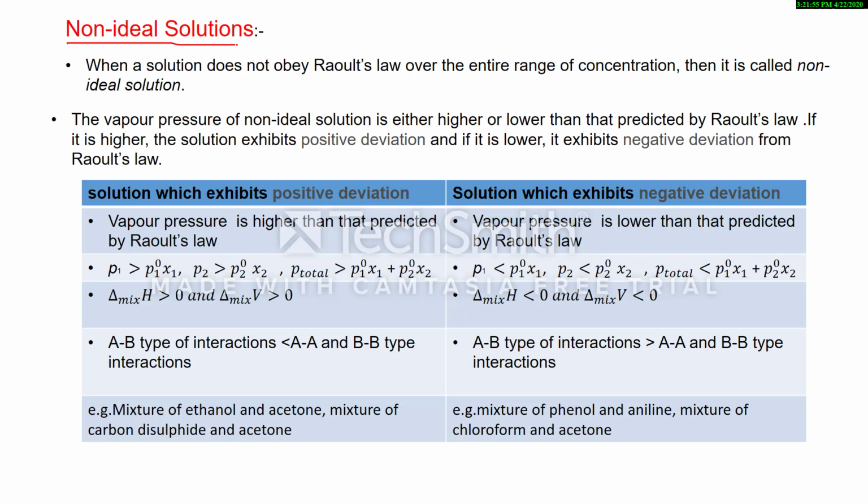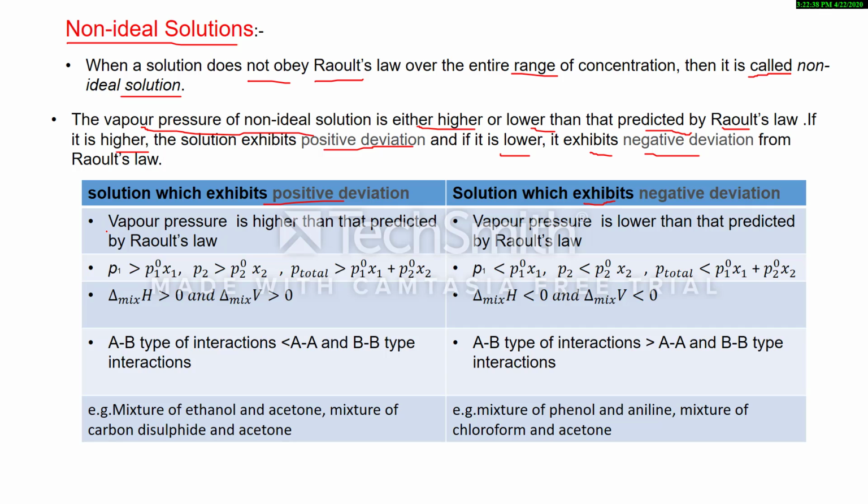Now, what about non-ideal solutions? When a solution does not obey Raoult's law over the entire range of concentration, then it is called a non-ideal solution. In case of a non-ideal solution, the vapor pressure is either higher or lower than that predicted by Raoult's law. If it is higher, then the solution exhibits positive deviation, and if it is lower, it exhibits negative deviation.